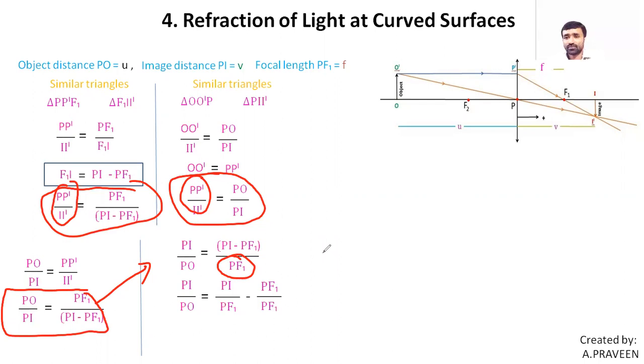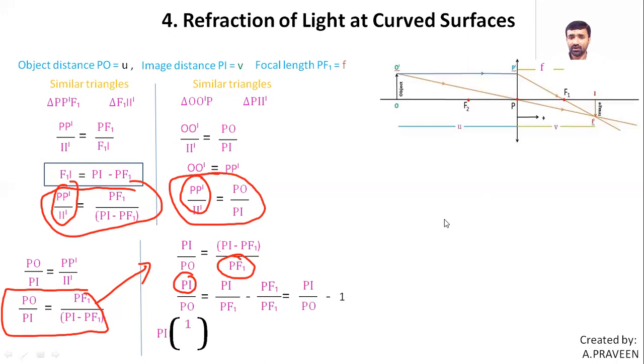After this, the next step is cancelling. PF1 cancelled. That equals what we'll write? PI by PF1 minus 1 remains. This remains. Then what to do? Here, I'm taking this PI towards the right side, transposing towards the right side. So what will be left on the LHS? It is 1 by PO. It is 1 by PO remains.